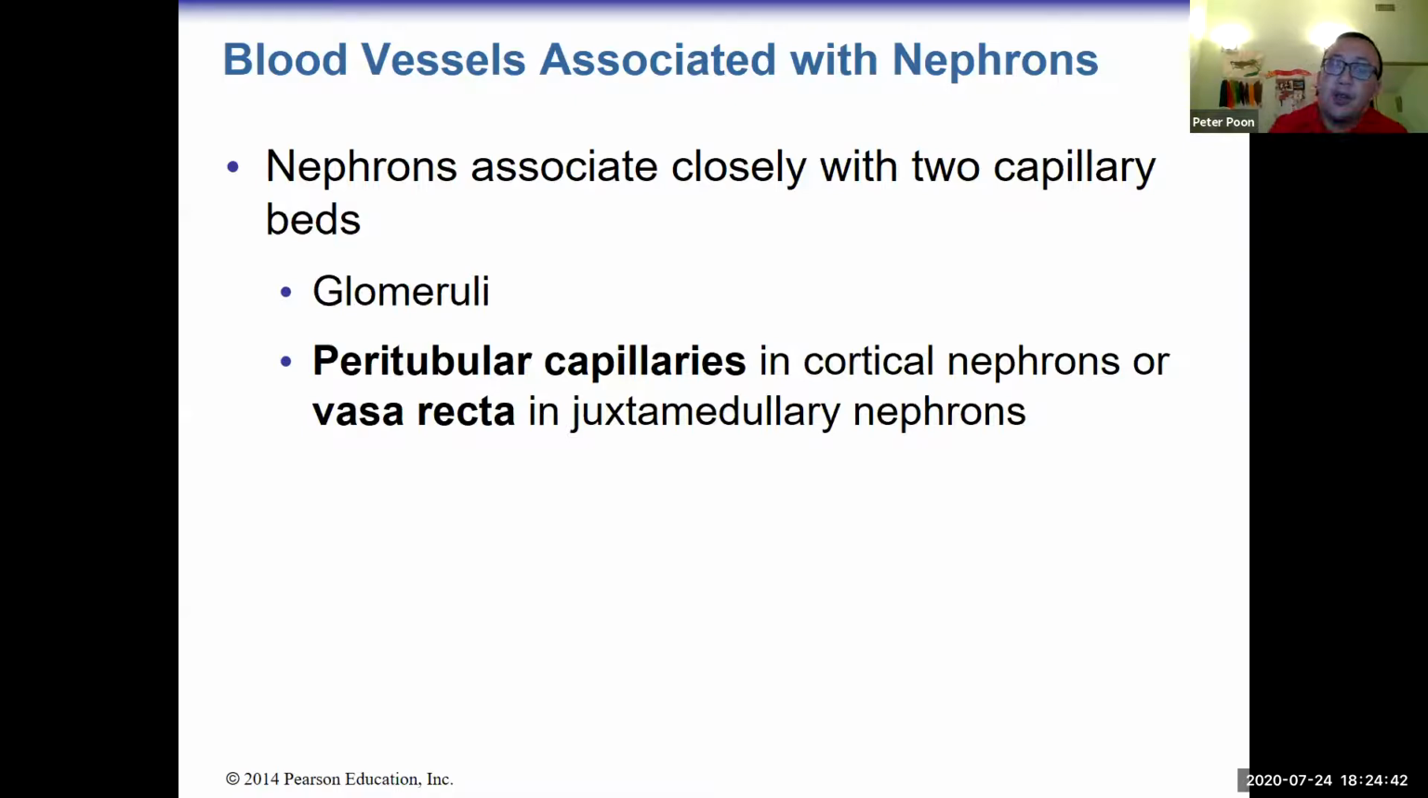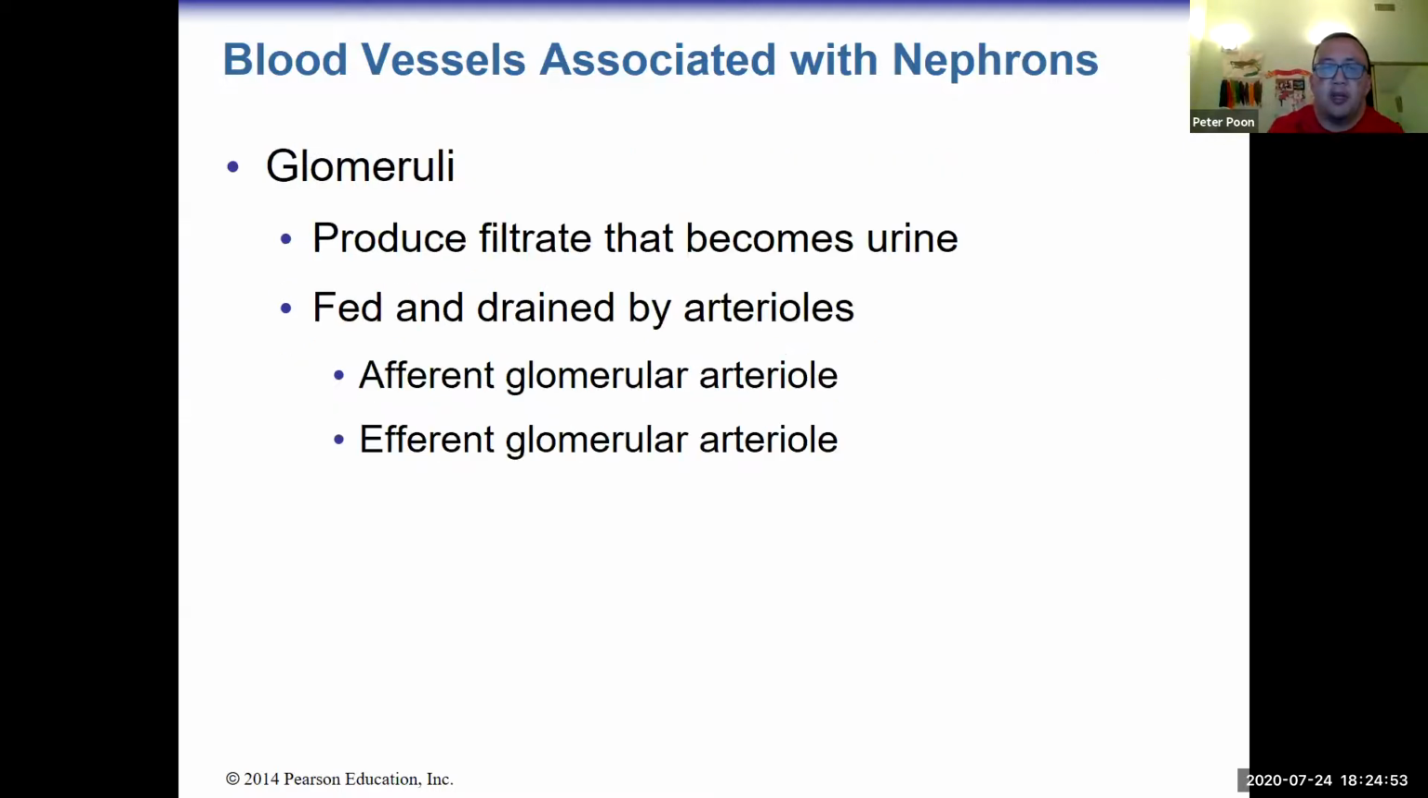Nephrons associate closely with two capillary beds. One is the glomerulus, and the second one is either the peritubular capillaries in the cortical nephrons or the vasa recta in the juxtaglomerular nephrons.